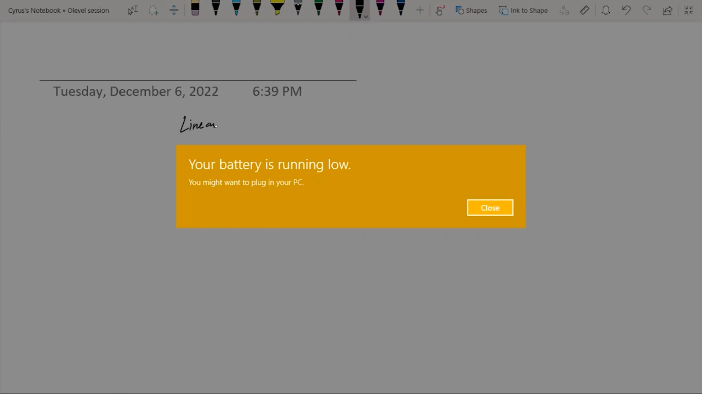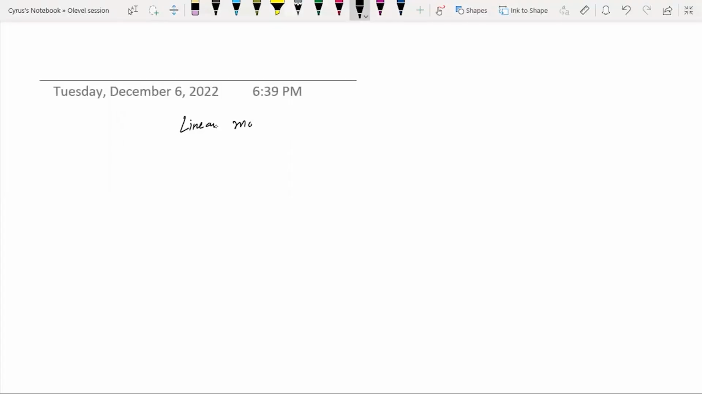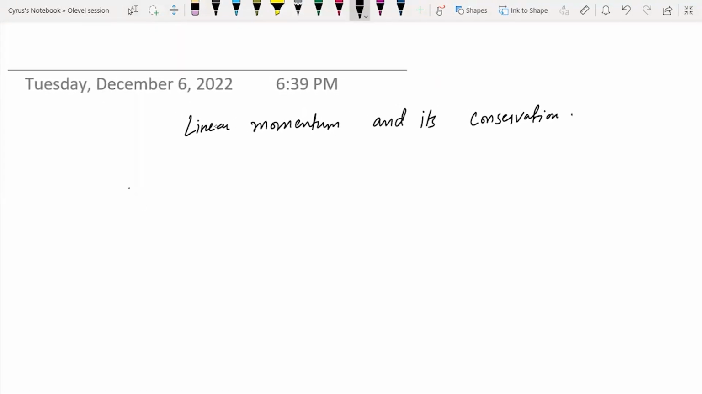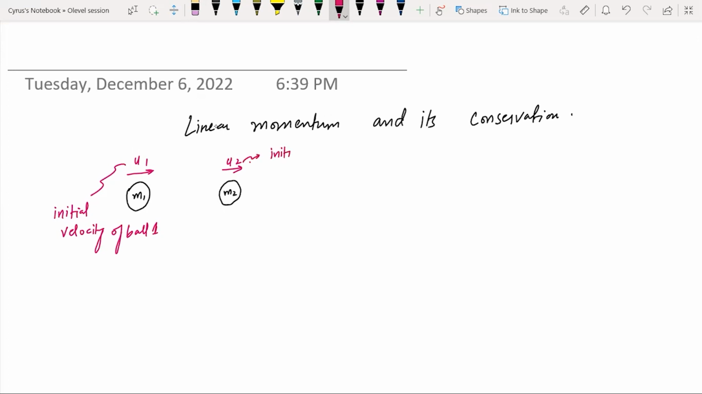Linear momentum and its conservation, right? Today we're going to talk about that. We have two objects, right? This is of mass m1 and this is of mass m2. m1 is moving with a velocity u1, m2 is moving with a velocity which is u2. So u1 is the initial velocity of ball 1 and this is the initial velocity of ball 2, right? This is before collision.